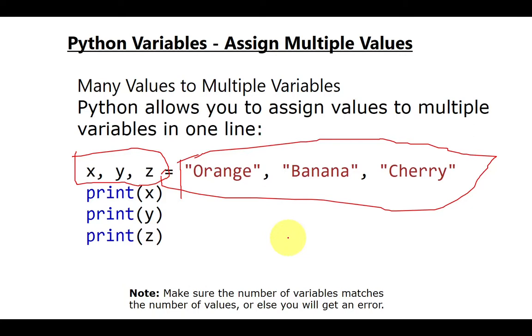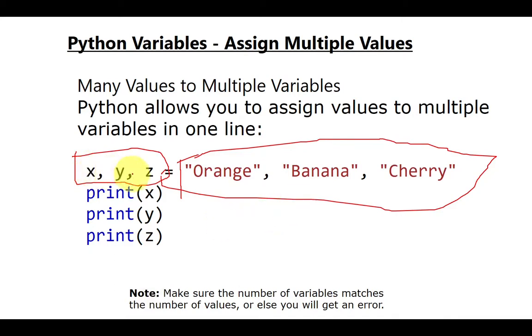Python variable assign multiple values. Many values to multiple variables. Python allows you to assign values to multiple variables in one line. So we're assigning orange to X, banana to Y, and cherry to Z. Then we're printing them all out using the print function. Note, make sure the number of variables matches the number of values, or else you will get an error.